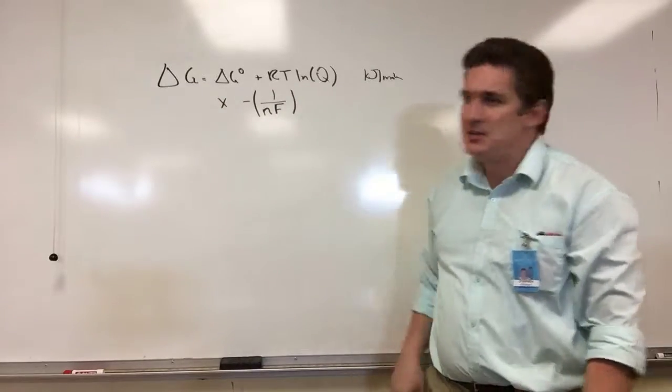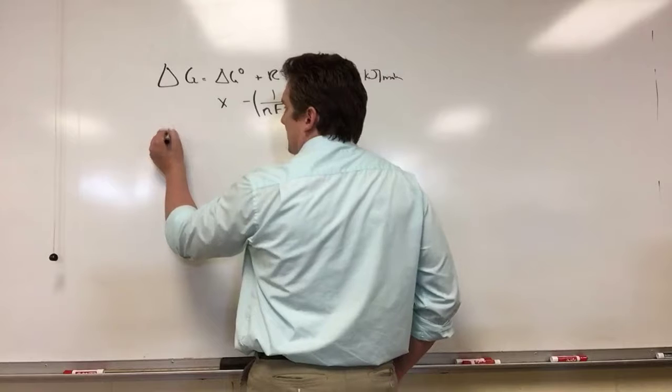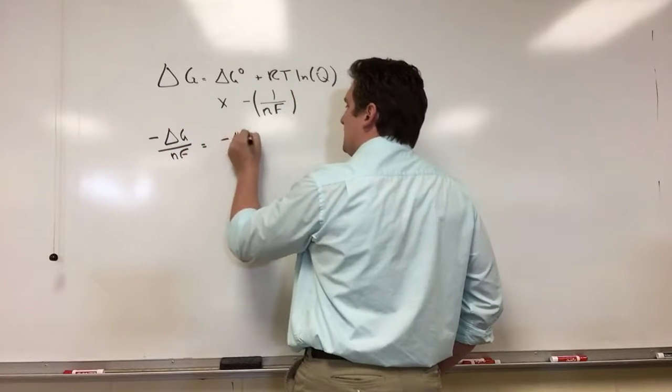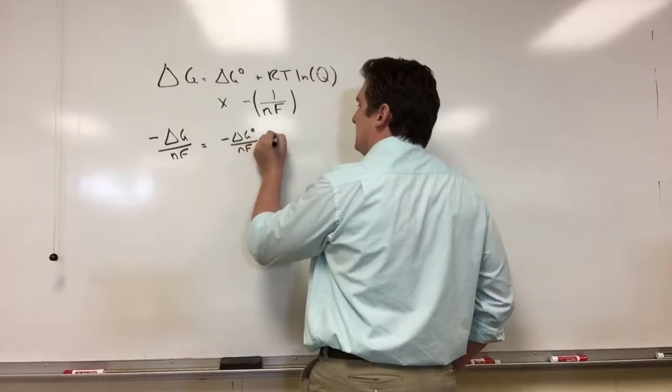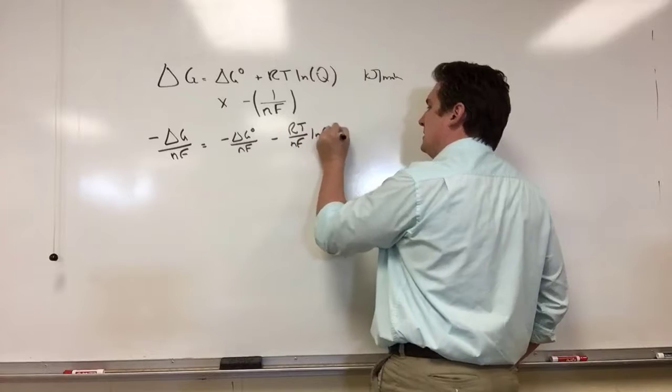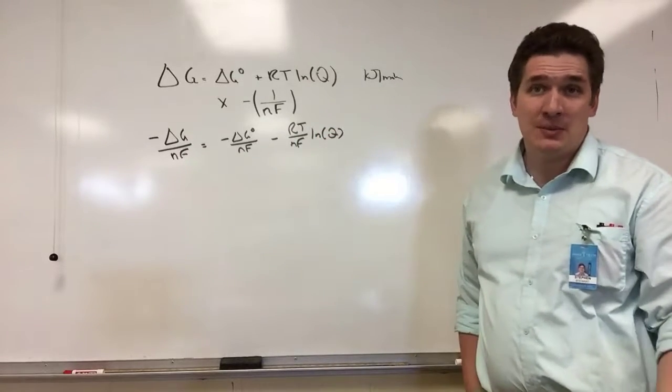So if we do this multiplication, we get to step 1. Step 1 says that we have negative delta G over nF equals negative delta G naught over nF minus RT over nF ln of Q. That's step 1.